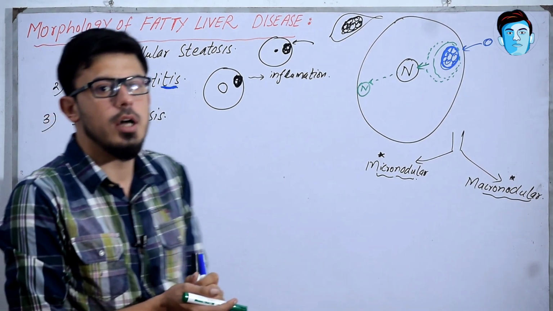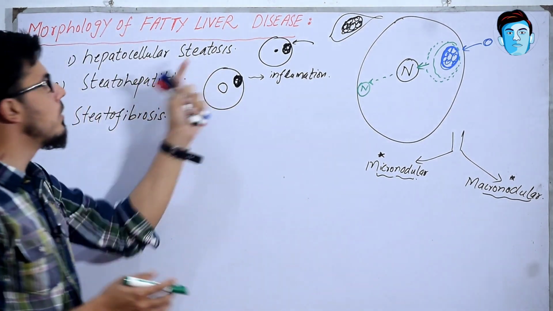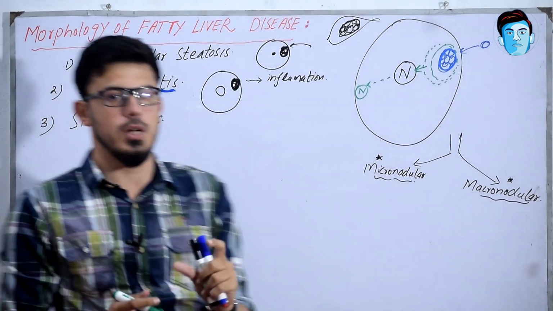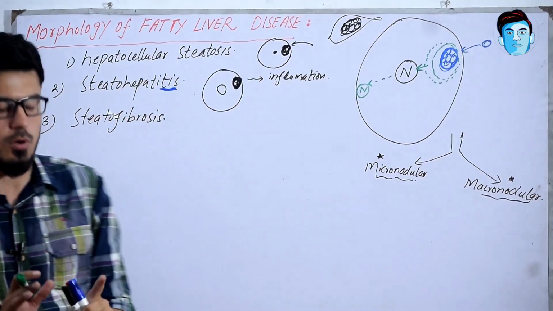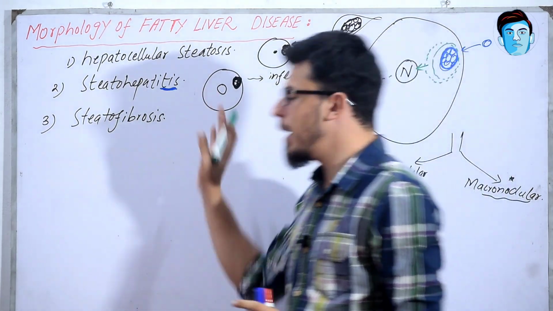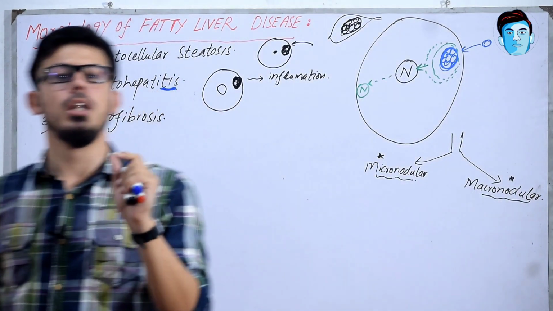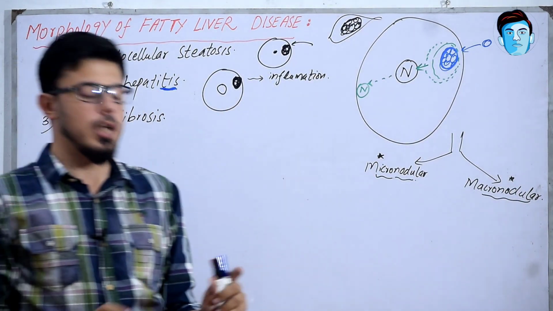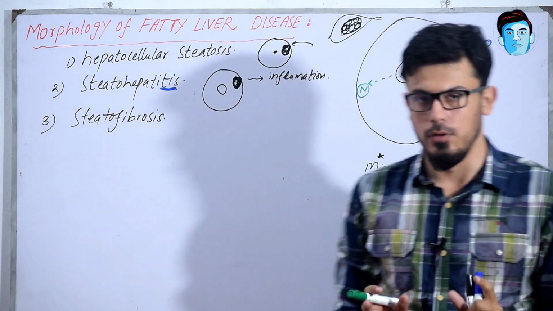And the macronodular and the hepatocellular steatosis is completely reversible if a patient stops taking alcohol. Remember students, this is a very important point, that in the phase of hepatocellular steatosis, it is completely reversible if a patient stops taking alcohol. Remember this point.